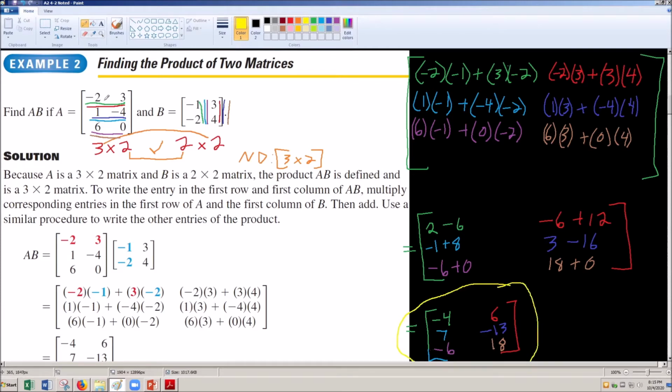So again, taking row by column and adding it up in that position, row by the next column, adding it up in that position. Once I've completed the top row, I move to the next row and continue moving on. And I always want to make sure that it matches with what my dimensions should be. So a 3 by 2, this is a 3 by 2. Perfect. We win.